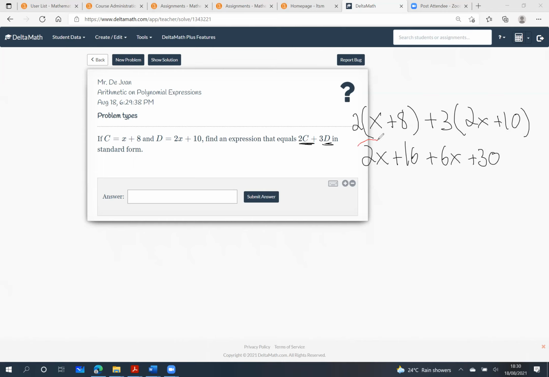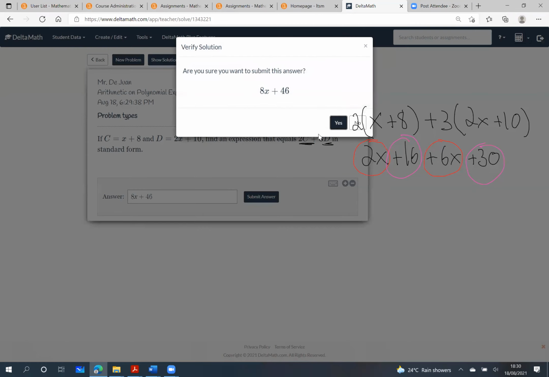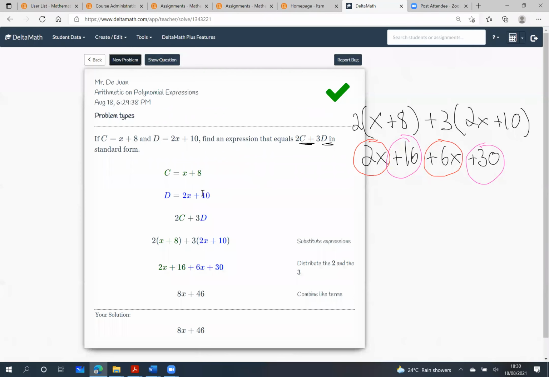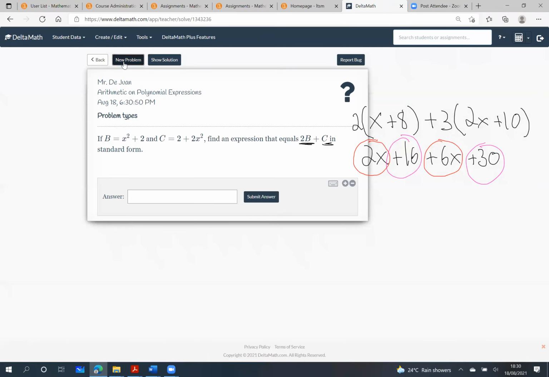Now that I've taken it slowly, we can combine the like terms. Combine the like terms, 16 and 30. So I now have 2 plus 6, 8x. 16 plus 30, 46. There we go. Okay, take these questions slowly. Do not rush it.